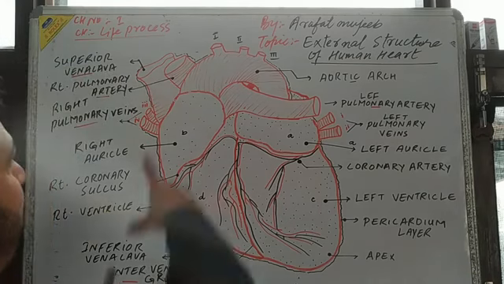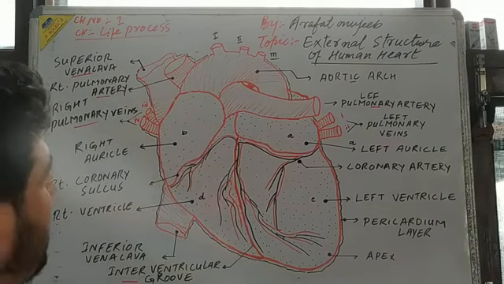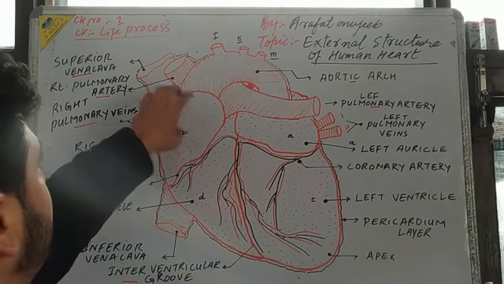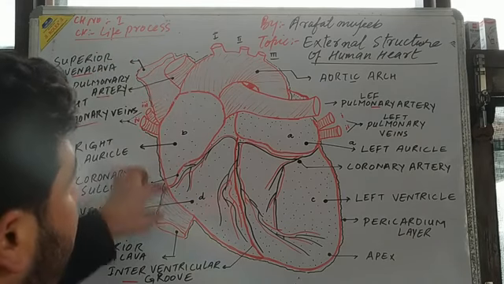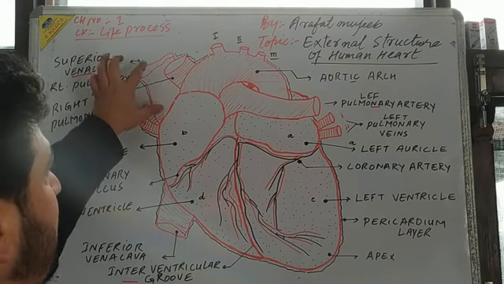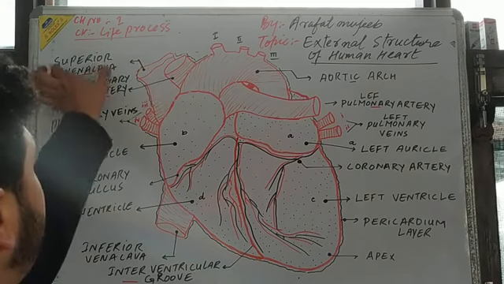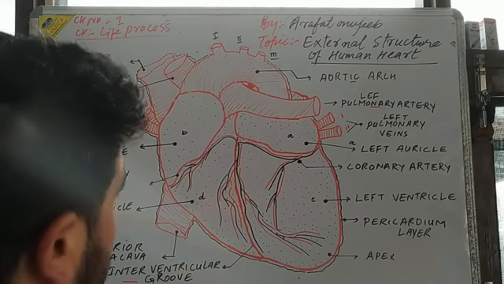and both these big blood vessels open internally into the right auricle. These two are the important blood vessels which carry the deoxygenated blood, the superior vena cava and inferior vena cava.